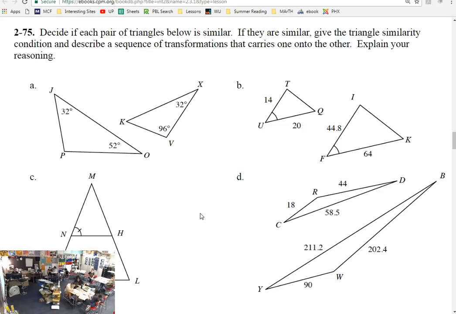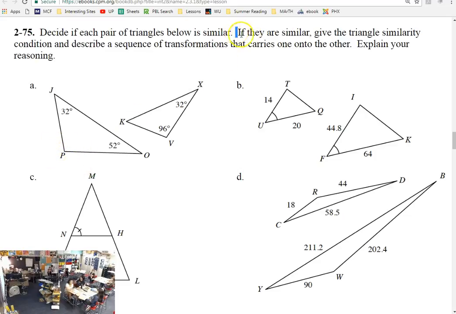So we have one angle in common visible that is 32 degrees. The way I solved this is I took my calculator and I added 32 plus 96 plus 52. What'd you get? 180 degrees. Sweet, which means they are similar, so P must be 96.